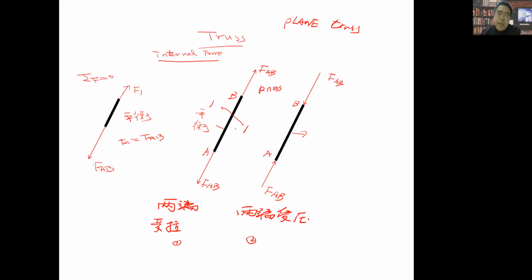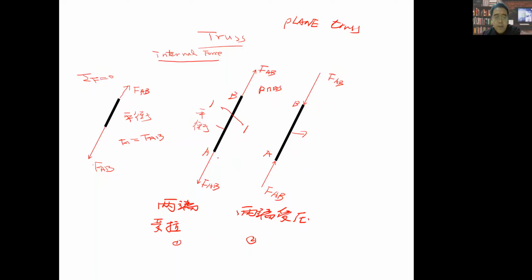Because F_AB acts on B and A, let bar AB be in the state of equilibrium, in the state of balance. So if we select just one part to be the object studied, it also should be in the state of balance. Like this, we can just select this part to be studied. So this one should be F_AB, right?